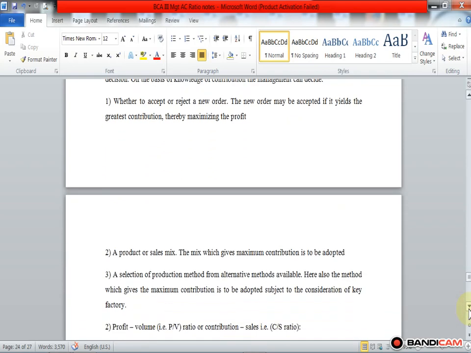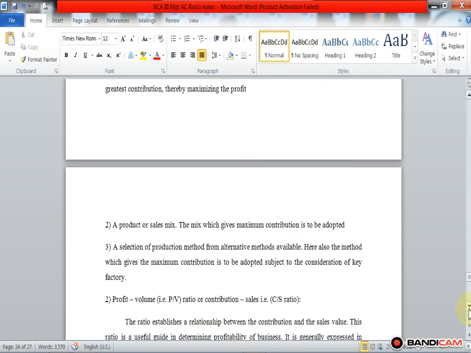A product or sales mix: the sales mix which gives maximum contribution is to be adopted. The product mix or sales mix is adopted when it gives the maximum contribution to the organization or business concern. Also, a selection of production method from the alternative methods available: the method which gives the maximum contribution is to be adopted, subject to the consideration of the key factor.